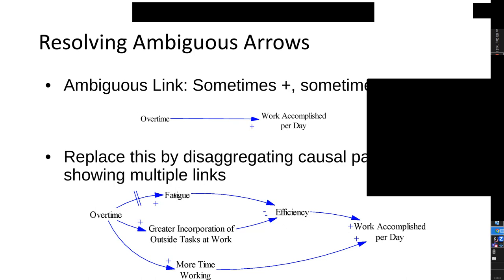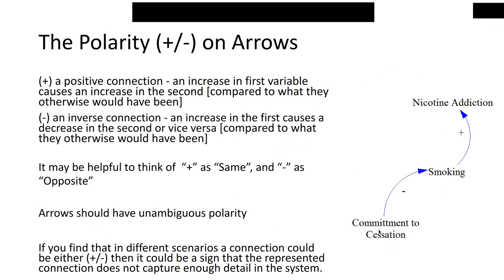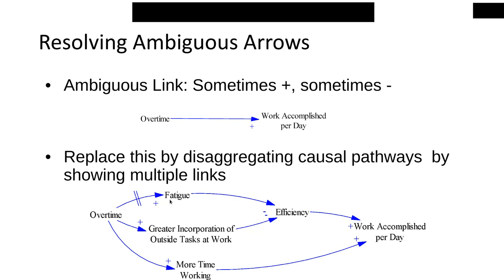So the basic idea is you trace through and you successively reason about the net change as one goes on, bearing in mind how you've gotten here, what the net change has been so far. So as fatigue goes up, efficiency goes down compared to the value it otherwise would have had, all other things being equal, and then work accomplished per day will go down compared to the value it otherwise would have had, all other things being equal. So what it's saying is, as fatigue goes up, work accomplished per day will go down through this pathway.